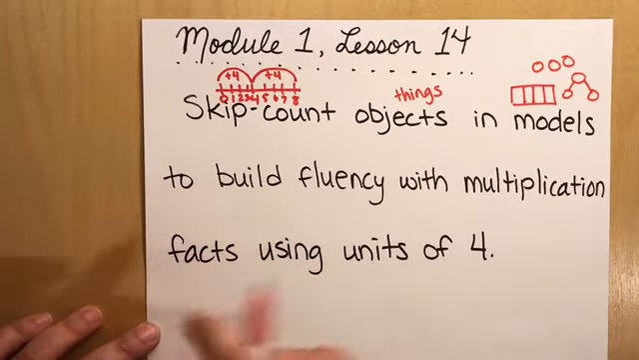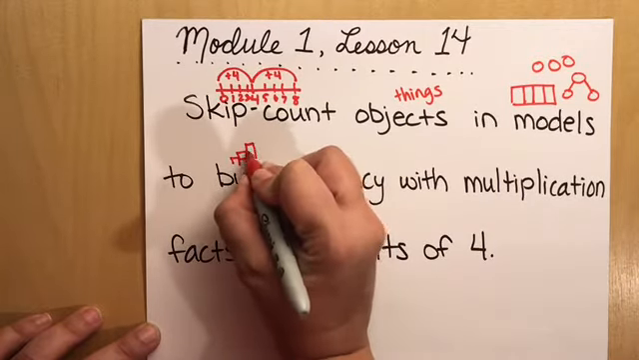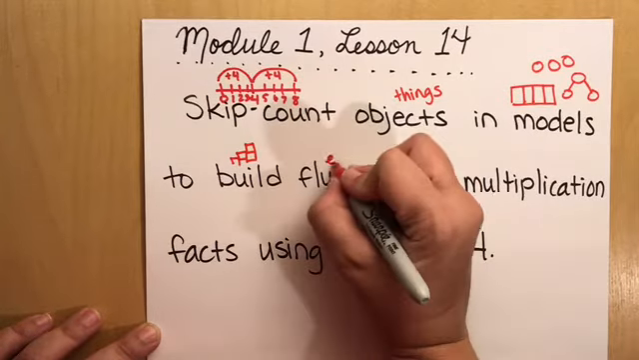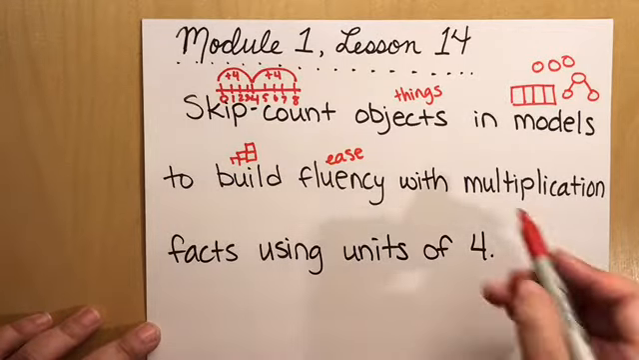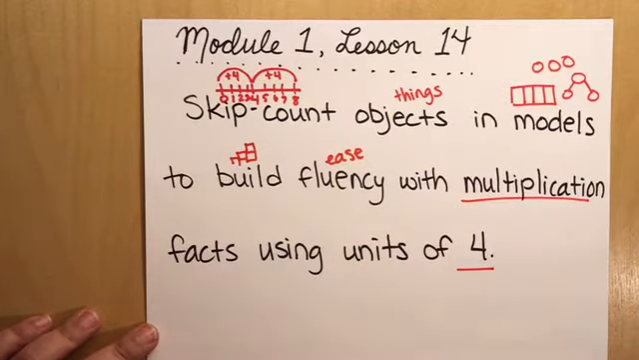To build fluency, so build means that we're going to make our skills higher than the day before. Fluency means the ease at which we do something. So today I'm hoping that by the end of this lesson, it will help you with your multiplication times 4. So we're going to be practicing skip counting by 4s a lot today.